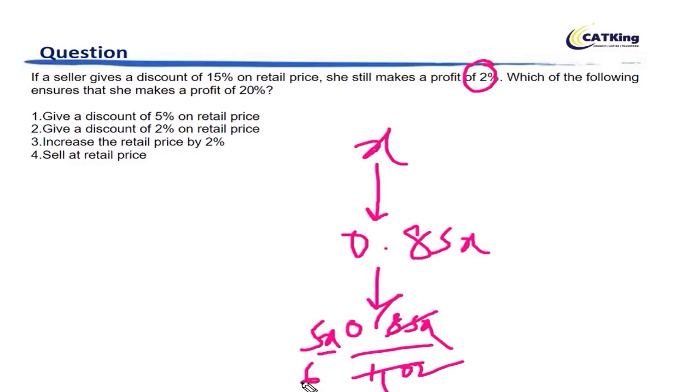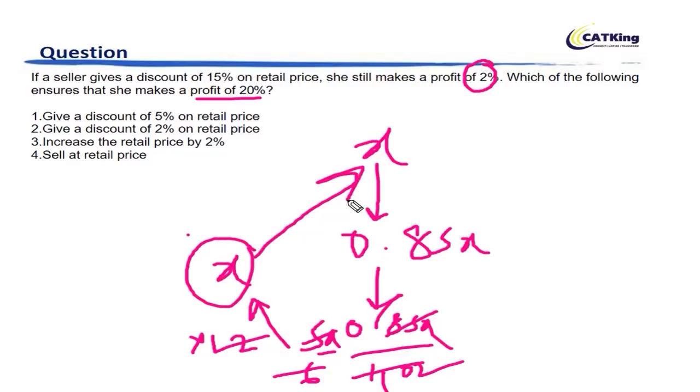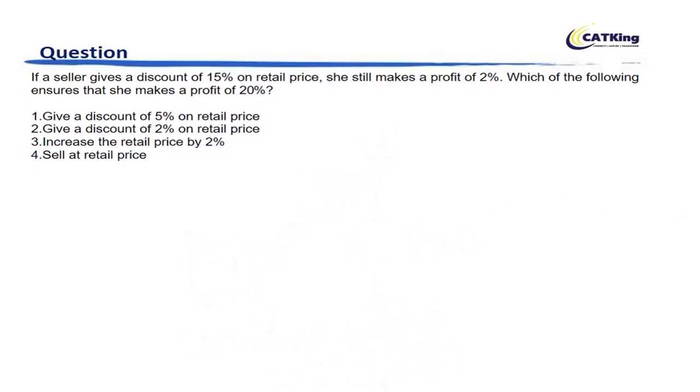So now the question is how can she make a profit of 20%? So to make a profit of 20%, what should be the selling price? The selling price should be the cost price into 1.2, right? Now into 1.2 if you do, you will realize that 1.2 into 5 is 6, and this basically becomes equal to x, which is the retail price. So in case the seller wants a profit of 20%, they will have to sell it at the retail price. So that's the answer, selling at the retail price. Is there a faster way? The answer is yes.